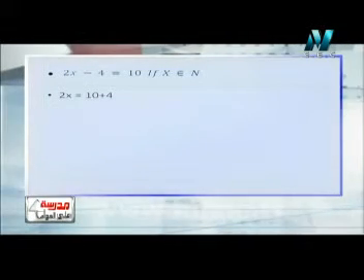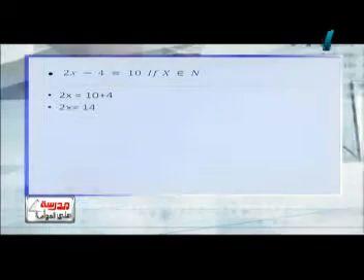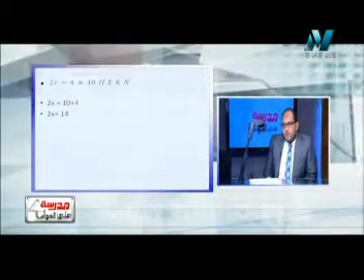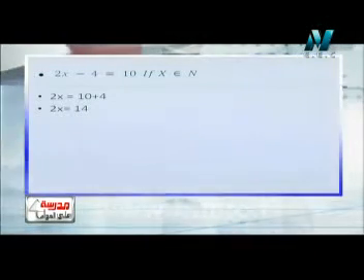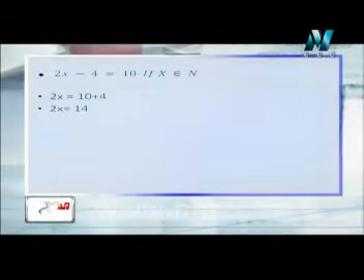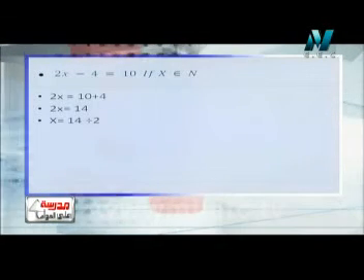So 2x equals 10 plus 4. Then 2x equals 14. Then we have another operation in the same equation. 2x means to multiply x. Then we must move 2 to the other side with the inverse operation. The inverse operation of multiplication is division. Then 2x equals 14. We will move 2 to the other side with divide.